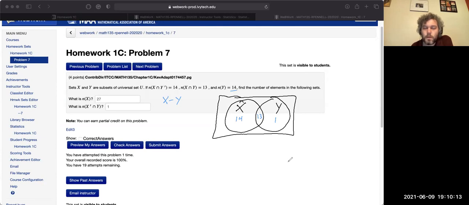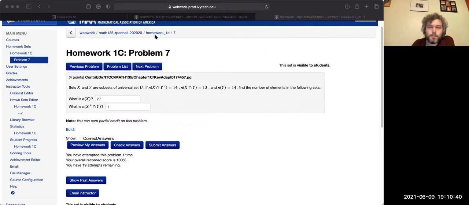Okay. So how much is X? Well, X would be these two together, so you get 27. And then how much is X complement intersect Y? That's the Y minus X part. That's 1. That's just 1. Okay. So hopefully that makes sense.